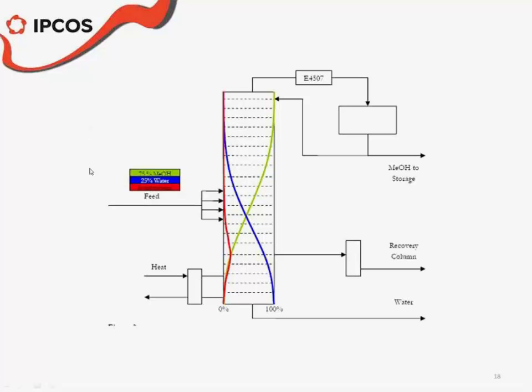So this is a schematic of the column. As you see, we have the feed coming inside. We have our methanol and the water, but also the impurities. And you see how we have this little bump in this part of the column where the impurities need to be drawn.